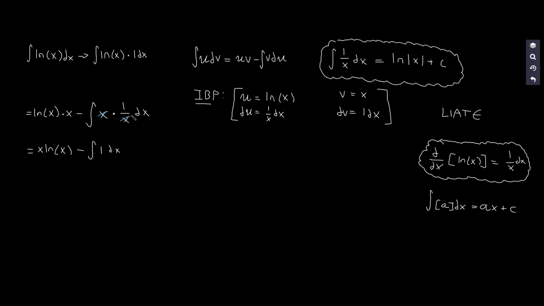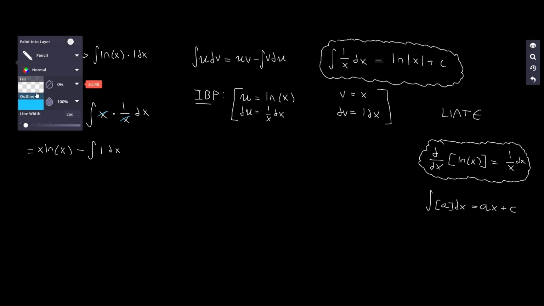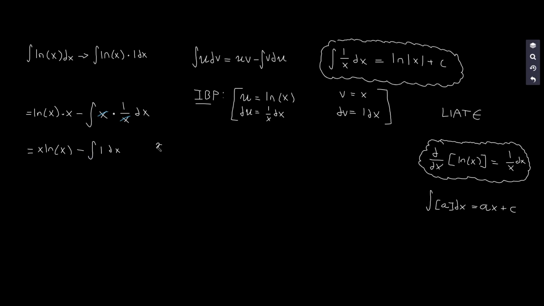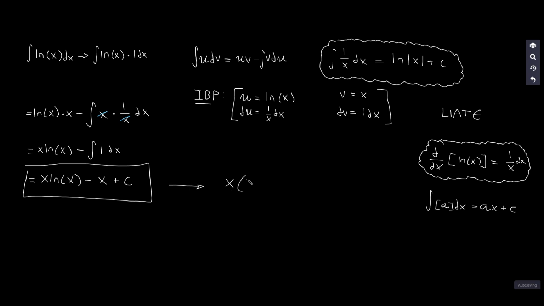But for the sake of this, let's just say that these cancel, because they do. And then the integral of 1 is going to become x, so it looks like we're going to have x times the natural logarithm of x minus x plus c. This is our answer. But we could also factor if we wanted to, because both these terms have an x in it. So if I factor it, this would be x times the natural logarithm of x minus 1 plus c. And so that's what that would look like in factored form.